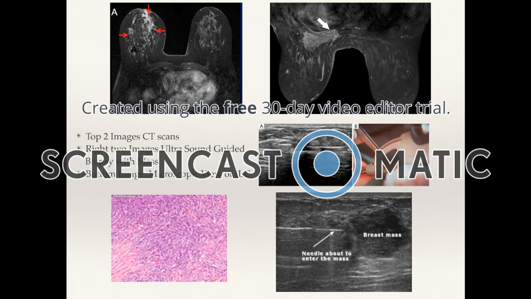The right images demonstrate an ultrasound-guided image biopsy with a mass next to it. As you can see, there is a needle in this image B showing us how it is done. And you can see the needle in the ultrasound right next to the mass.